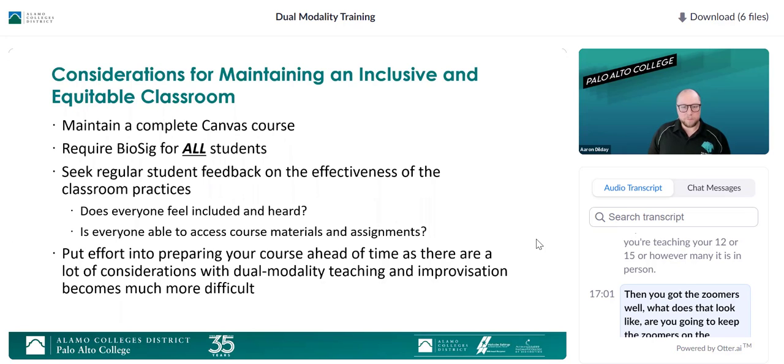Are you going to keep the Zoomers on the projection screen? Are you going to do a PowerPoint slide? Are you going to be writing on the board? What is your class going to look like? And prepare in your mind how you're going to teach that class. You know, preparation is key here.